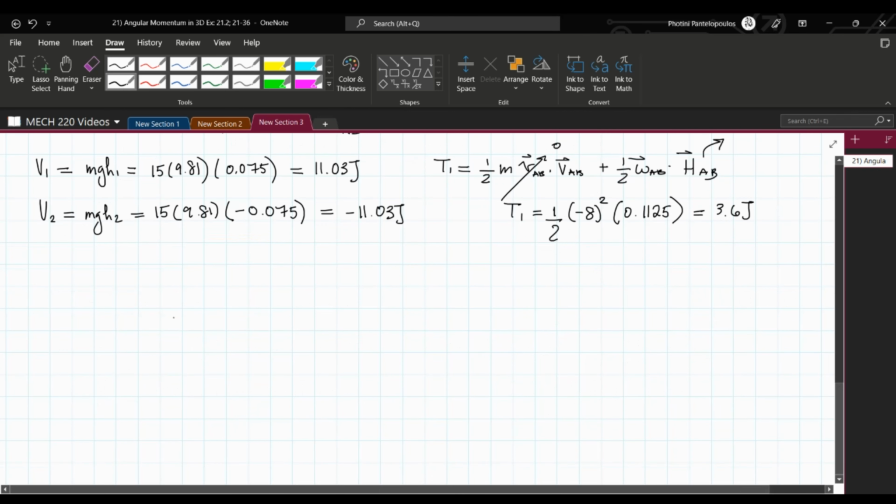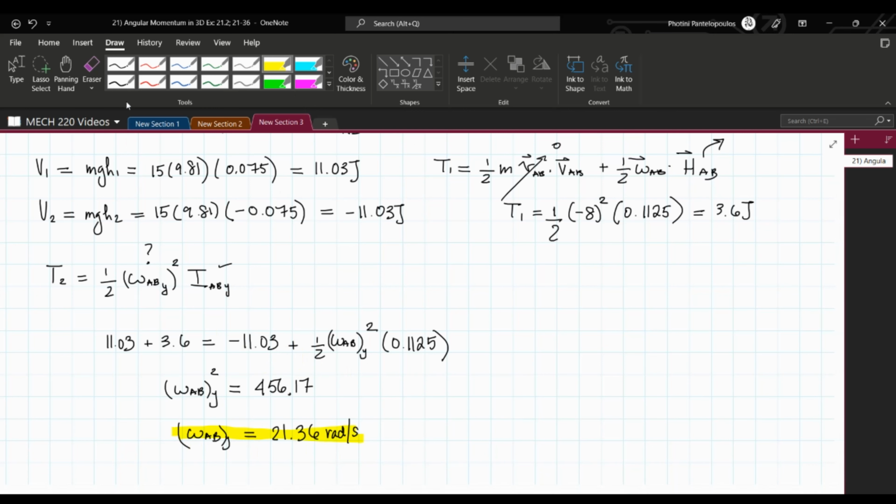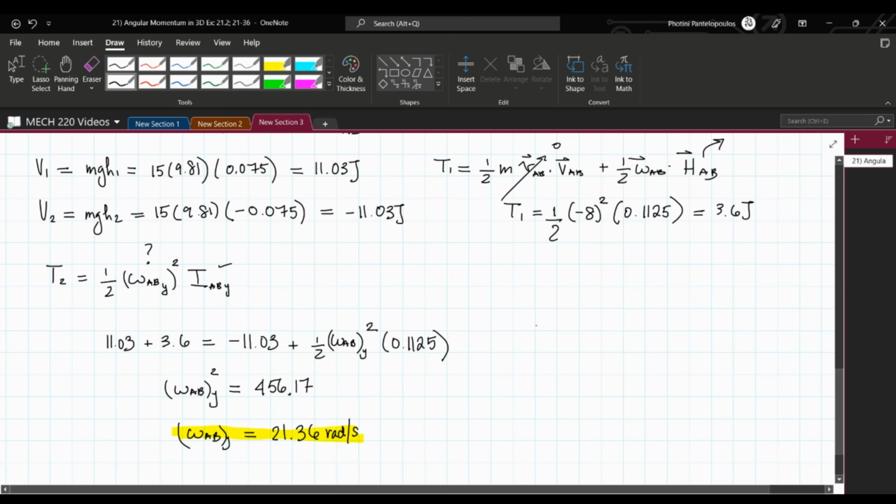And finally, T2. And this is what we're searching for. And if you compute all of that, you should get 21.36 rad/s. And that is your final answer for the angular velocity of the plate after a rotation of 180 degrees.